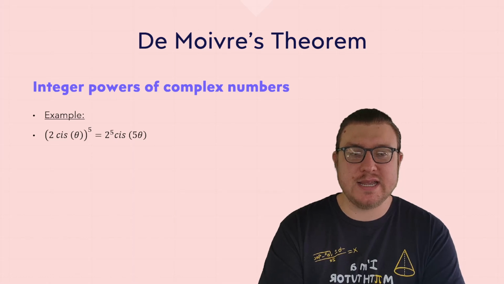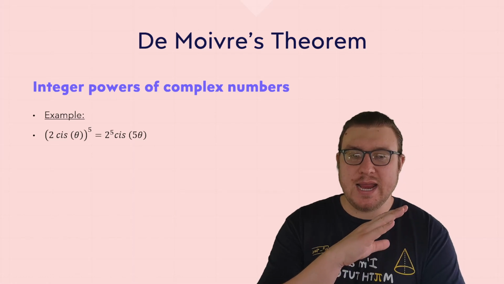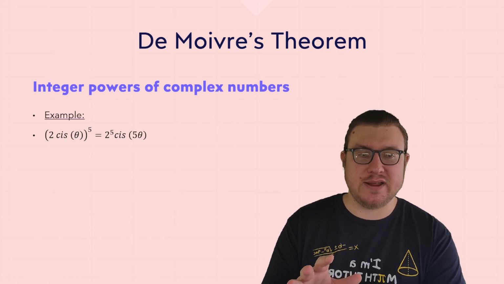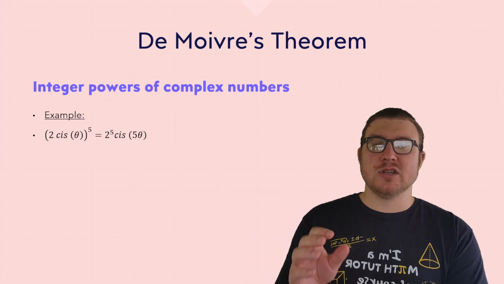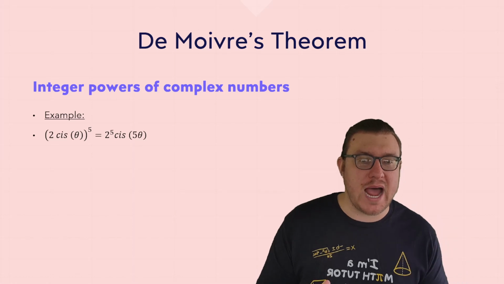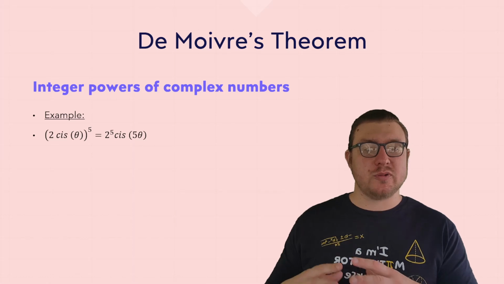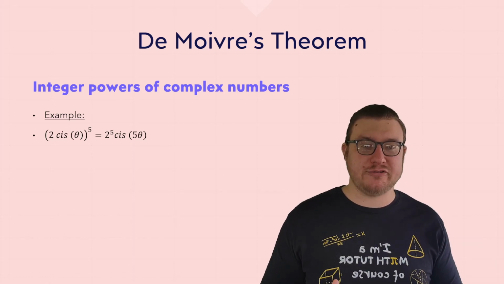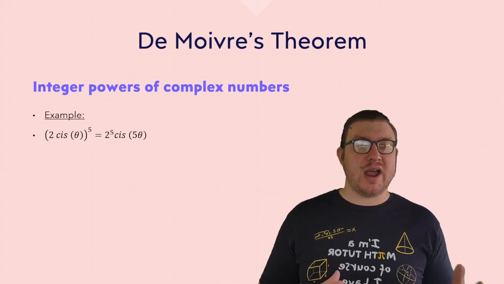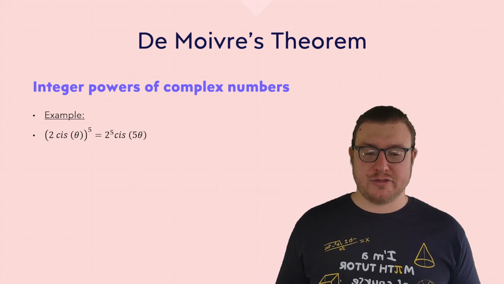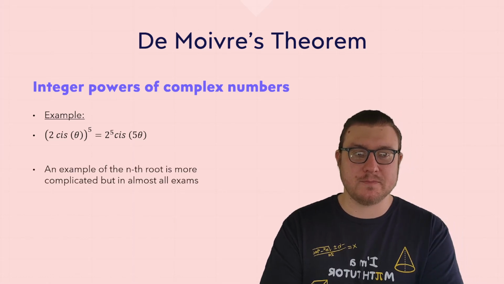It's very easy. If we have a complex number, 2 cis theta, and for theta you can have anything, pi, 0.5, it doesn't matter. So the number in front, the r value here, is 2. The modulus is 2. So we get 2 to the power of 5. We keep the cis, it's still in polar form. And then 5 times the angle, 5 times theta. That was a very quick and easy calculation.